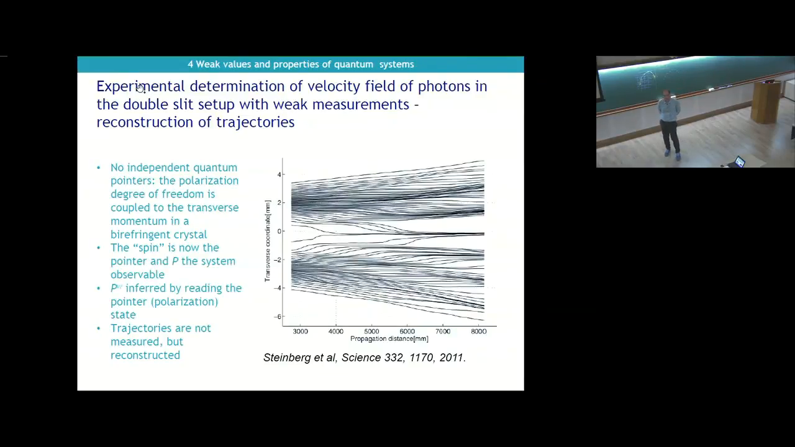So what he did was to couple, so we have the photons with a certain momentum. And then he couples the transverse momentum to the polarization. The polarization state acts as the pointer, and that allows him to retrieve the momentum. So I will write that down. Just take the notes, because I think it's very instructive.